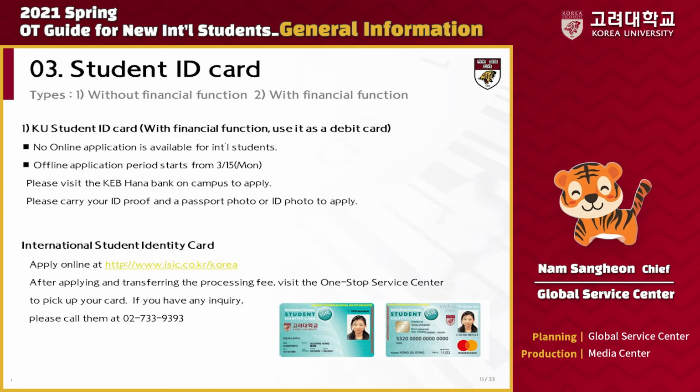You must go visit the One-Stop Service Center in person to apply with your ID and a passport or a ID photo of yourself. If you like to apply for a student ID card with financial function, you must need your ARC issued. You can use your student ID card as a debit card here in Korea if you add on the financial function. And you need to go to KEB Hana Bank located on our campus to apply when the semester begins.